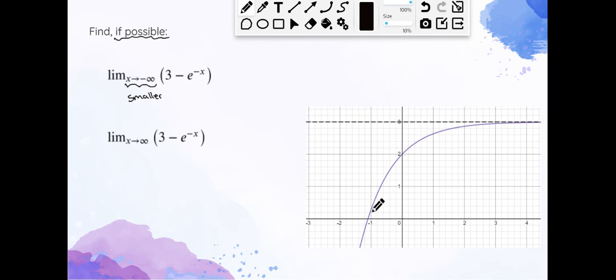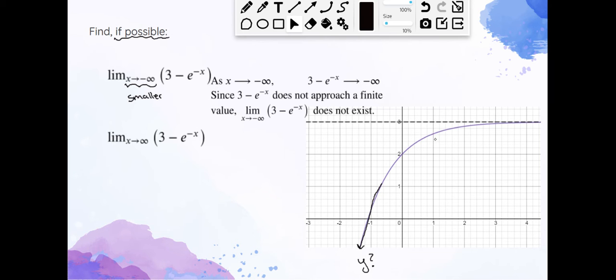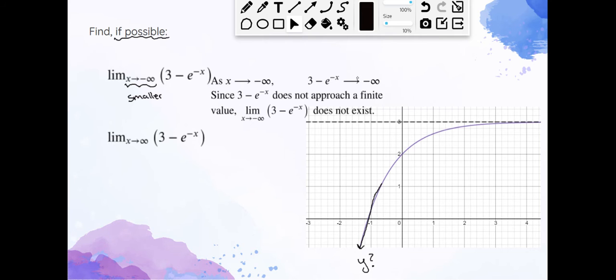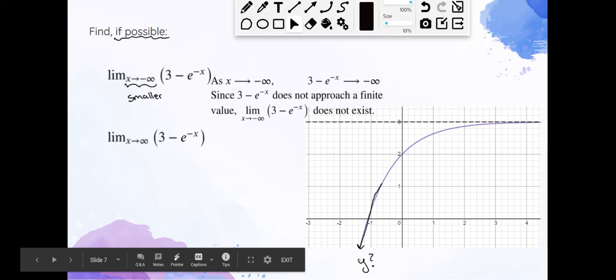So we look at our graph here, which is the graph of this function. As my x value gets smaller, we need to answer the question, what is happening to my y value? In this specific case, we can see as x gets smaller and smaller and smaller, our function also gets smaller and smaller and smaller. Our y value continues to go down to infinity.